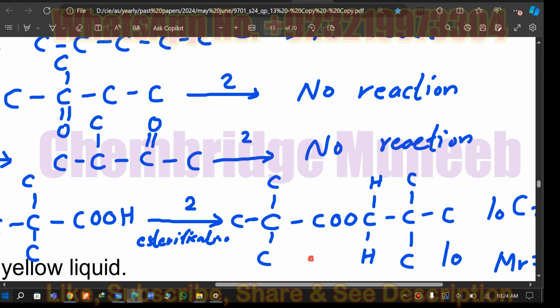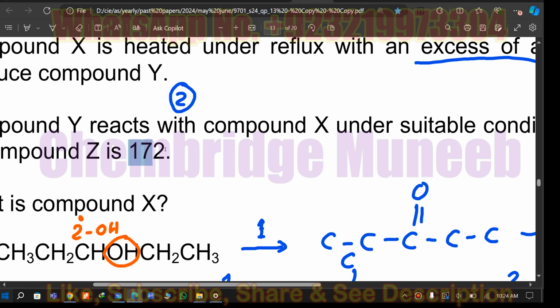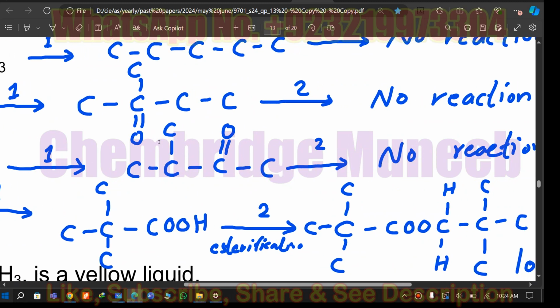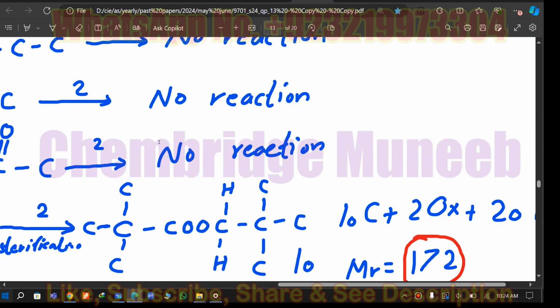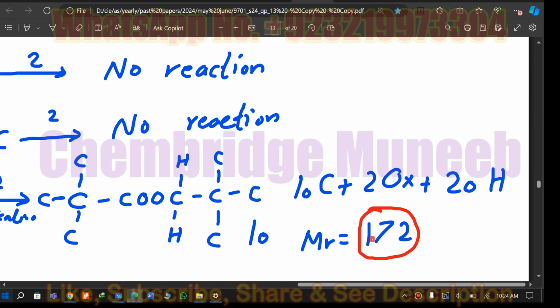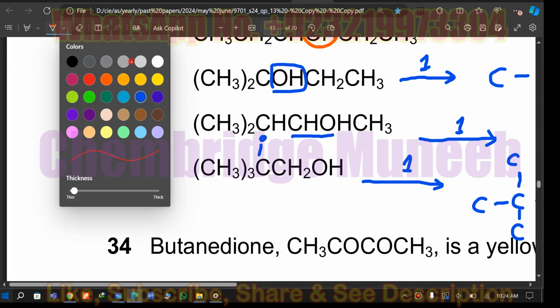Moreover, we have to verify that it is the right ester, because the question told us that the MR value of this compound would be 172. So we can compute its MR value from the elements and the atoms. So there are 10 carbon atoms, 2 oxygen atoms and 20 hydrogen atoms. So when we add them together, we get 172 as a value. So yes, this is the right answer. So the correct option becomes D.